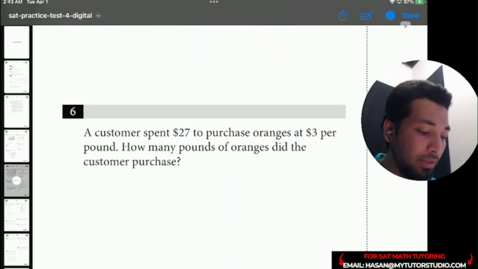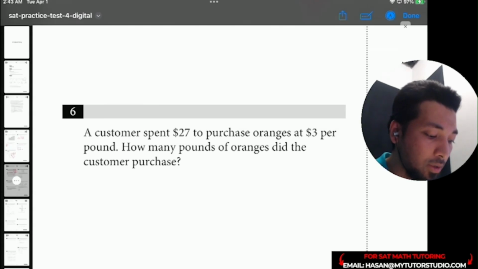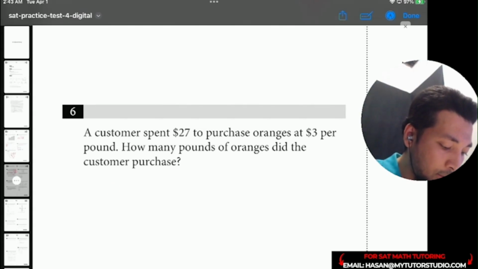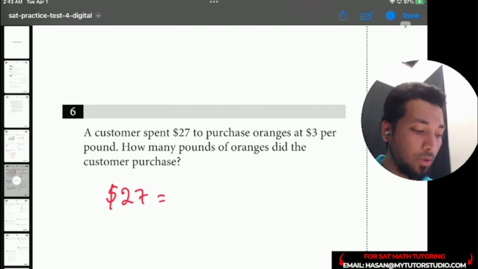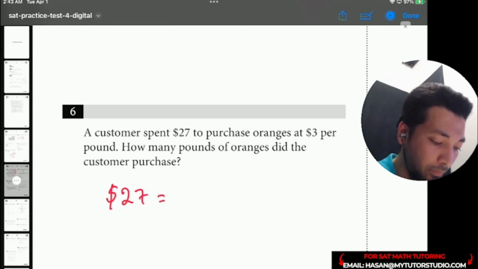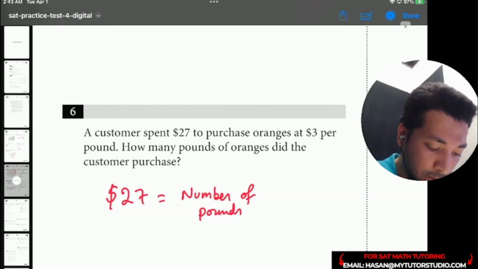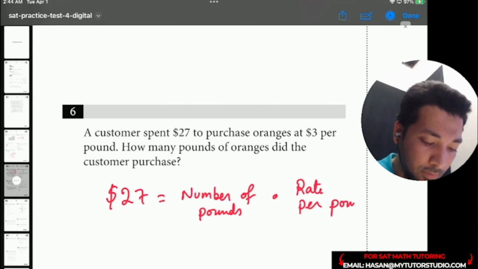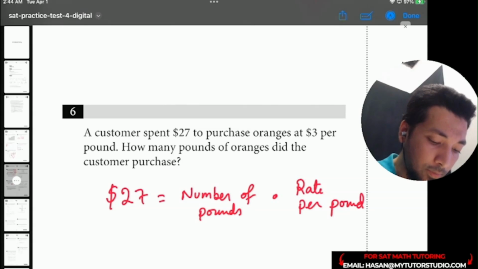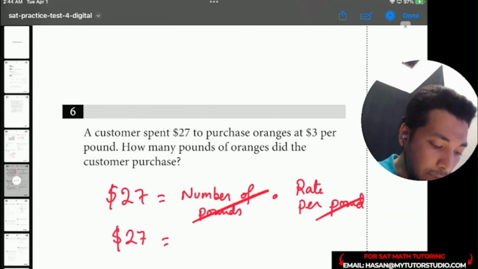A customer spent $27 to purchase oranges at $3 per pound. How many pounds of oranges did the customer purchase? We can see that 27 is the amount of dollars, or the amount of spending, and that is the number of pounds times the rate per pound. So this per pound and number of pounds will just cancel each other out. We get the rate. So $27, the number of pounds is my x, times the rate per pound is 3. So we have 3x is equal to 27.